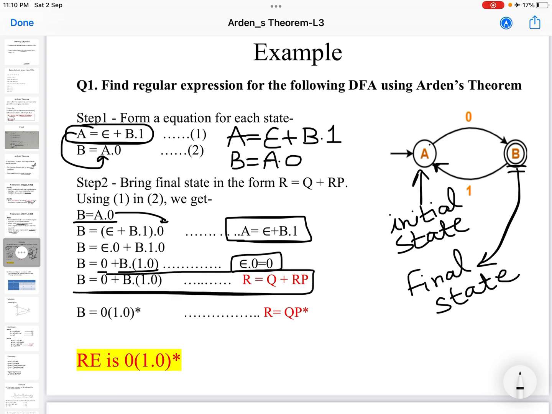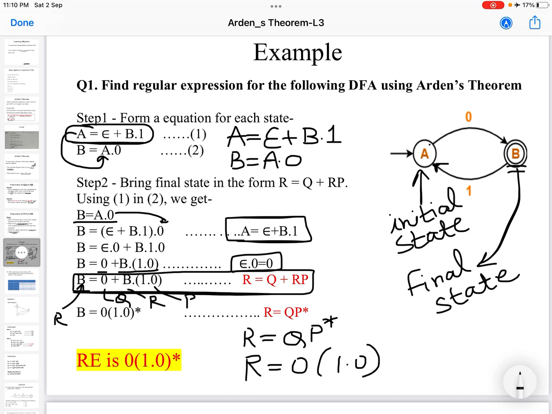So this equation has come in the form of R is equal to Q plus RP, so we write R is equal to QP asterisk. R is your B, Q is your 0, and again R is B and P is 1 into 0. So R is equal to 0 into (1 into 0) asterisk. So this is your regular expression.